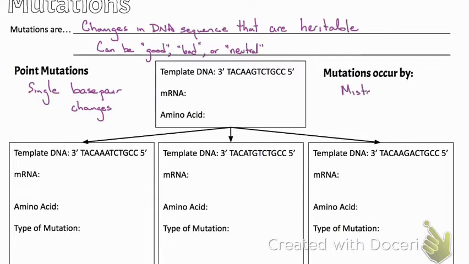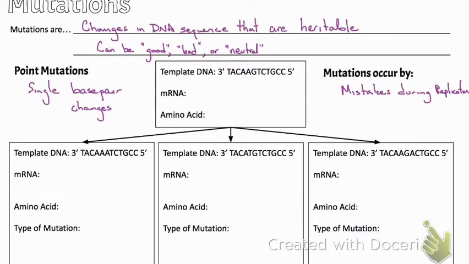Mistakes that occur during replication are the cause of mutations. And the mistakes that we talk about are ones that are caused by DNA polymerase. DNA polymerase isn't perfect in making a copy of DNA. Sometimes it can make a mistake.